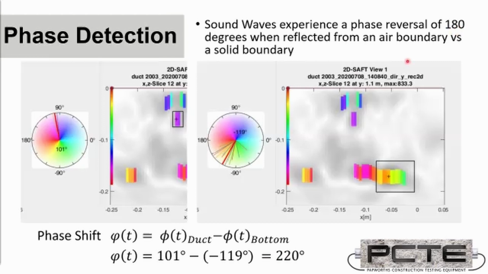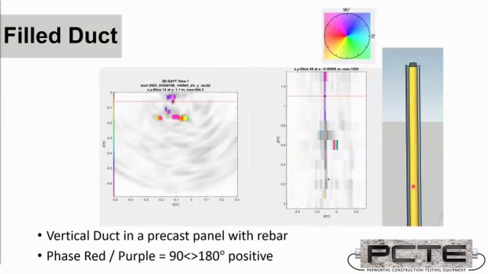The theoretical result would be about 180 difference in phase. So we can see we've got a distinct visible difference, which we've color-coded here, in the phase of a steel bar in a duct with proper grouting, essentially steel in solid material, and the interface between that solid material and air.